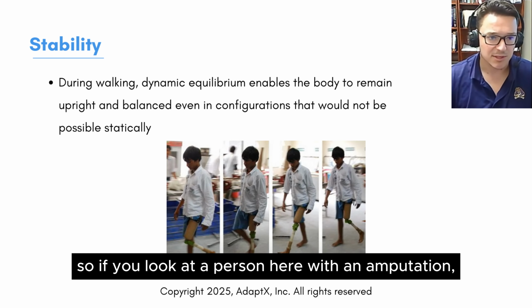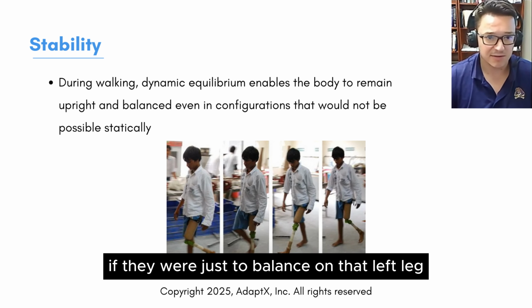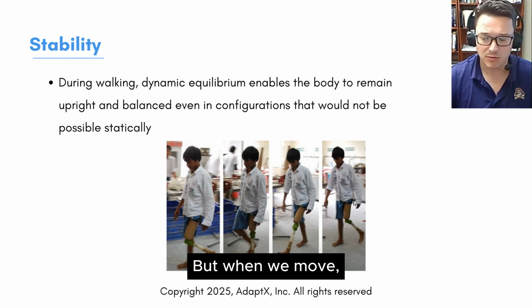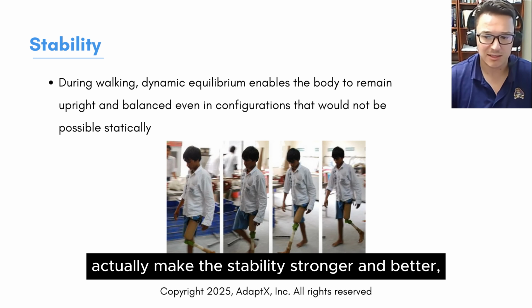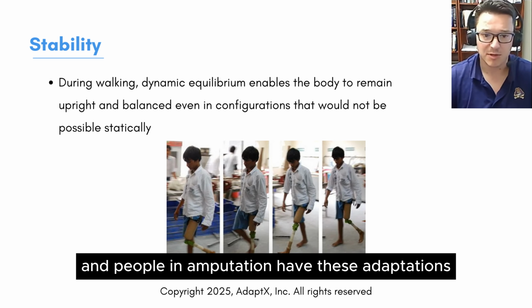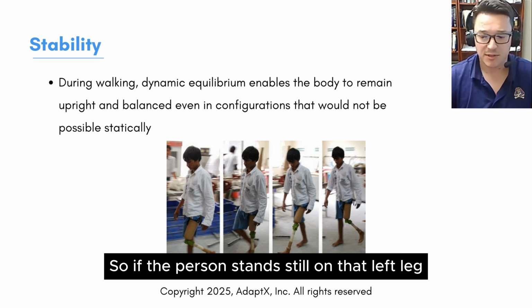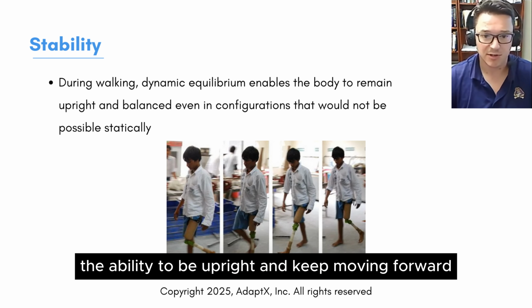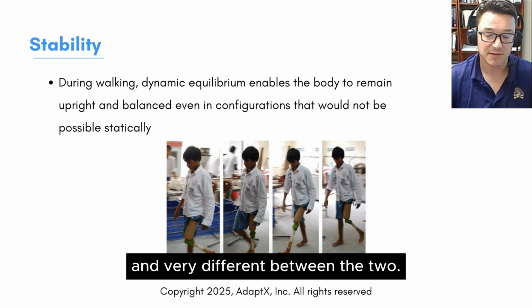So if we look at a person here with an amputation, if they were just to balance on that left leg with the amputation, it might be very difficult to remain stable and upright. But when we move, we actually create some dynamic stability, and that movement and momentum actually make the stability stronger and better. People with amputation have these adaptations and patterns that make it dynamically stable. So if the person stands still on that left leg versus moves and is in single limb support, the ability to be upright and keep moving forward or keep stable might be very different between the two.